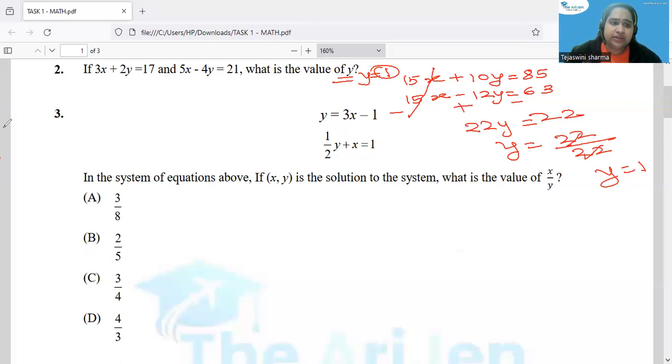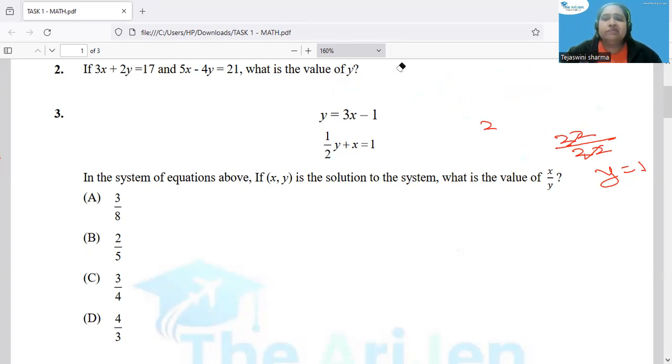You can note it down by pausing the video, and you can write the solution. Just follow the quick methods of solving the questions and you will get it. Now let me see what I have in the third question here.